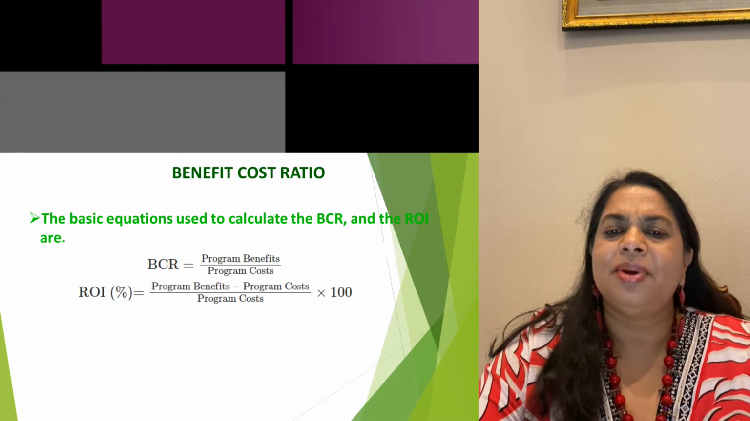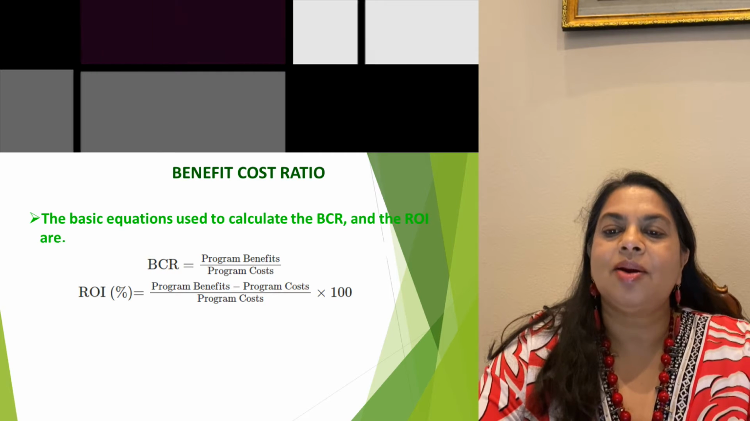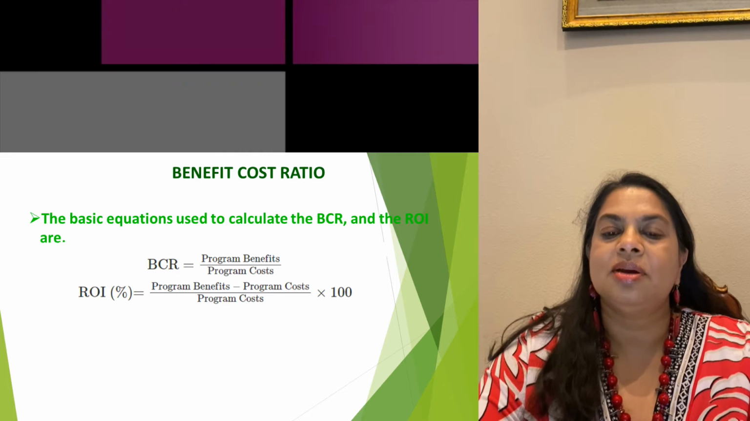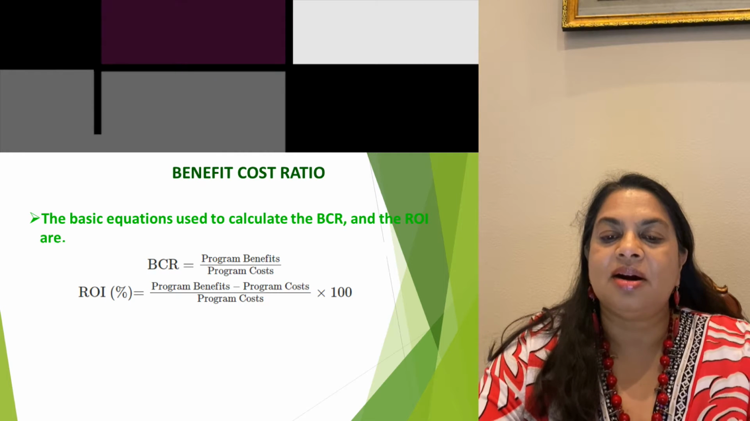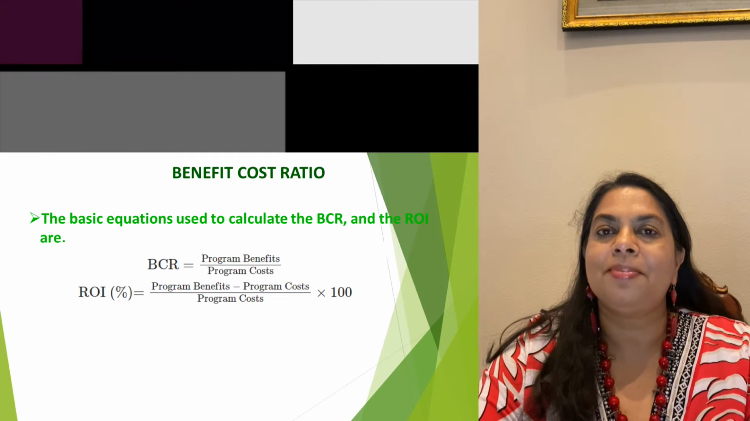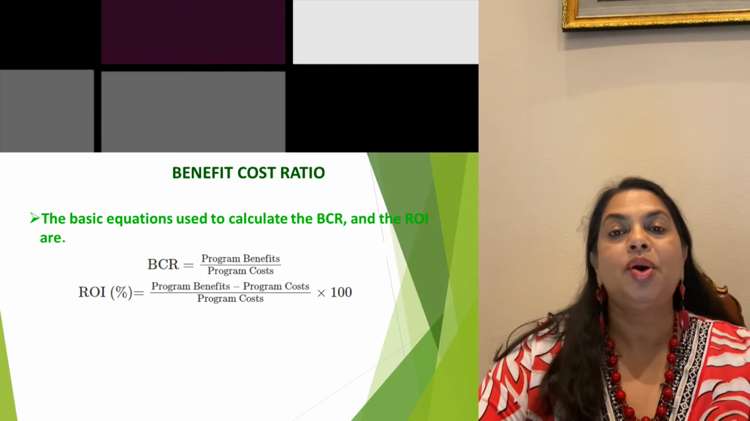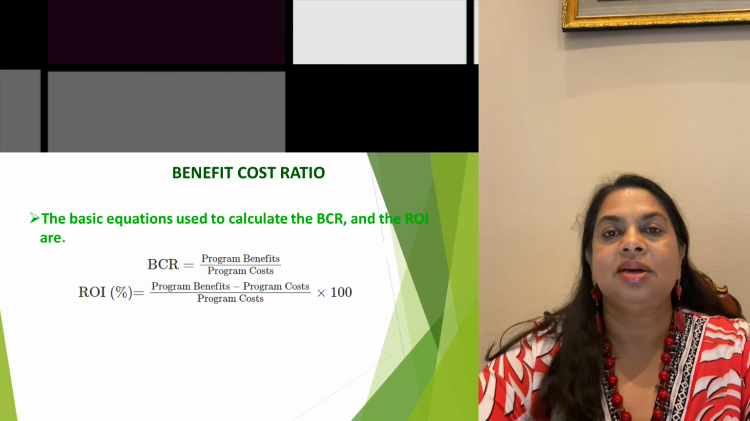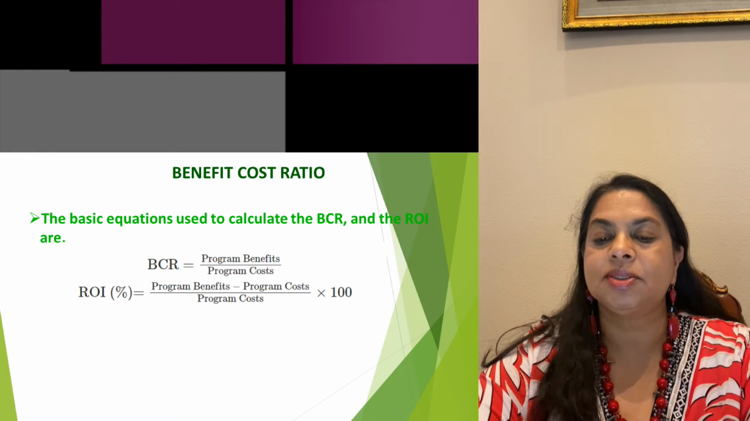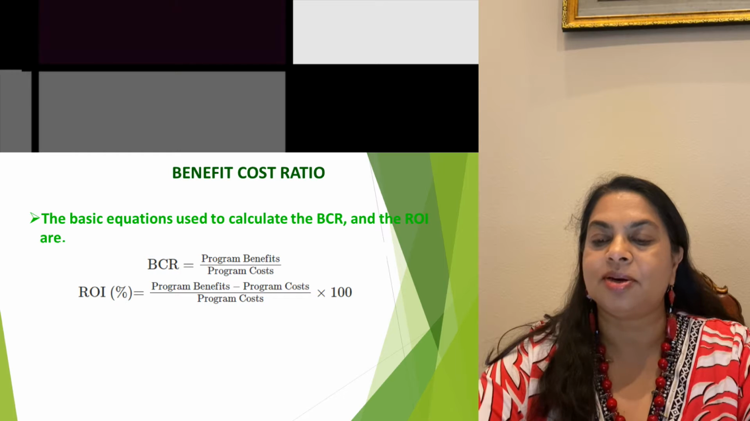How to find the benefit cost ratio? The basic equations used to calculate the BCR and the ROI are as follows. In order to calculate BCR, the formula is BCR is equal to program benefits divided by program costs. ROI in percentage is equal to program benefits minus program costs, divided by program costs, times 100.